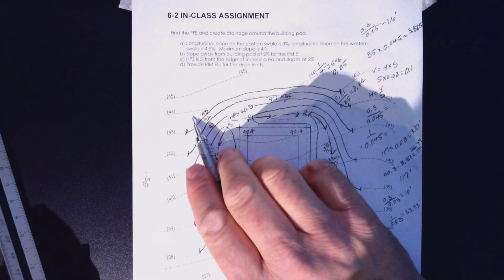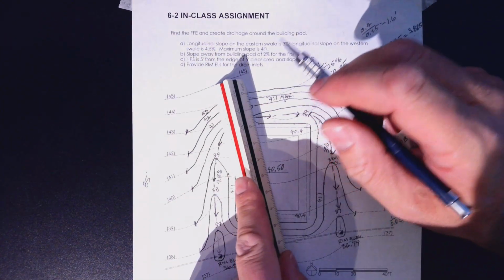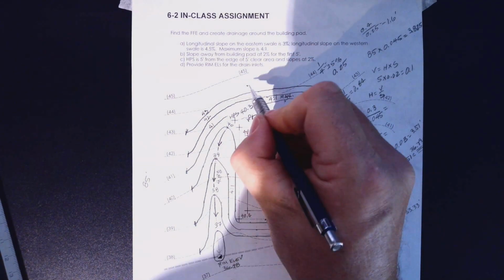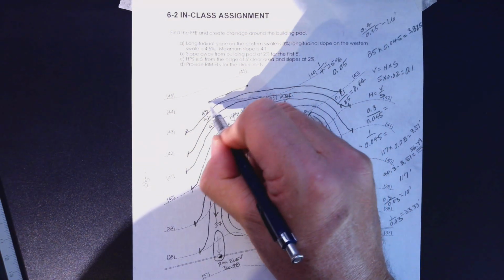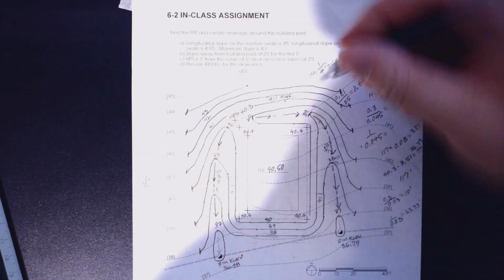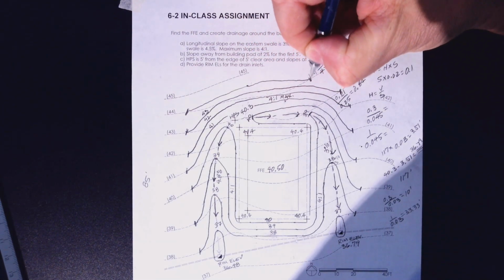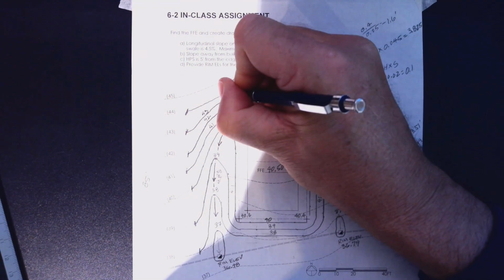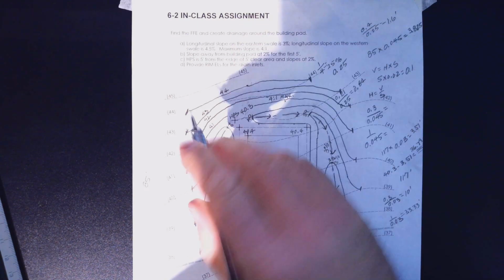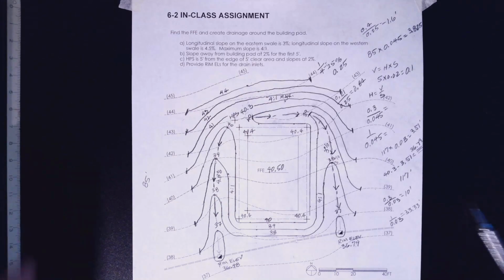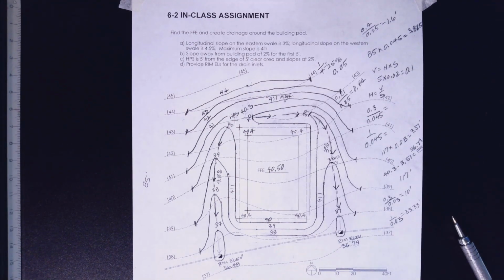Now we have 44 crossing 43, so we still got to do that one. So we're going to do one more. And that is like that. There's 40. 40 comes around. Ties in right there. There's 44. And then 45 is not crossing any contours, so it's fine. We've met grade. And that's how you do this problem.